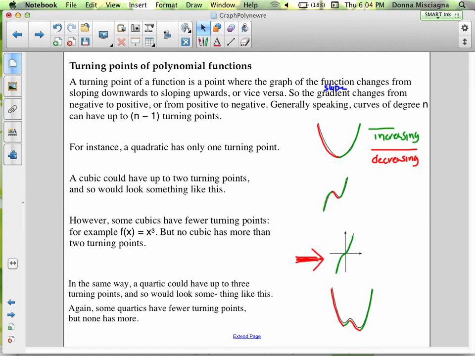Some cubic functions, though, have fewer turning points. So, for instance, this one here, no turning points. It just keeps increasing. This is x cubed. Just keeps increasing.